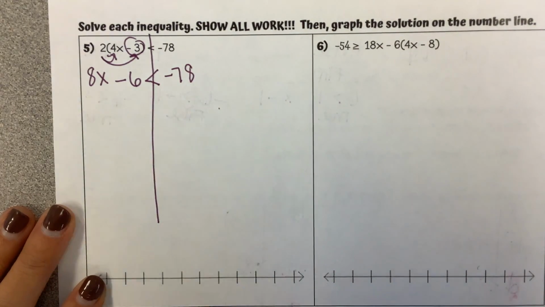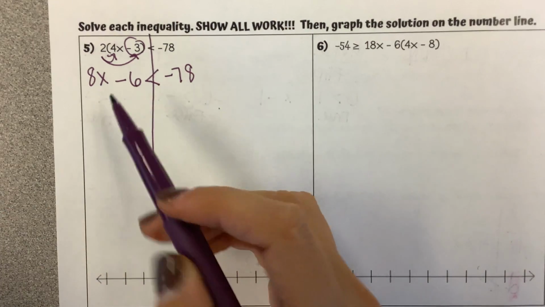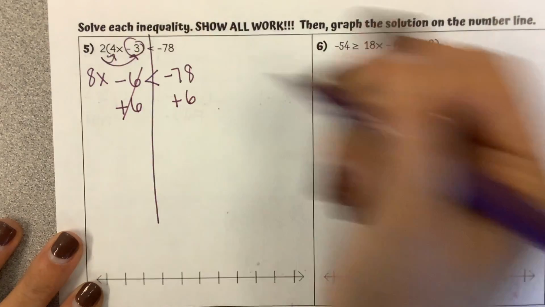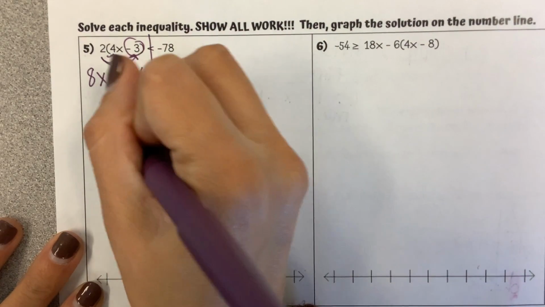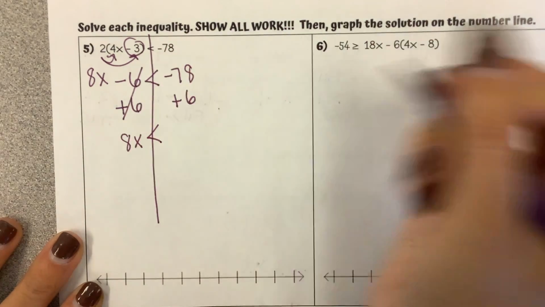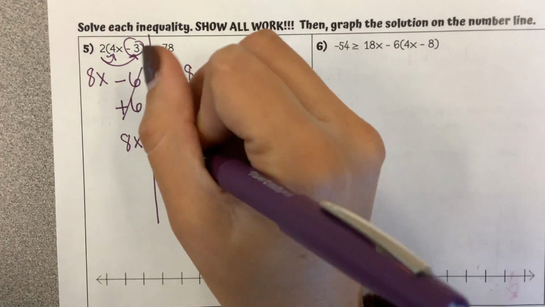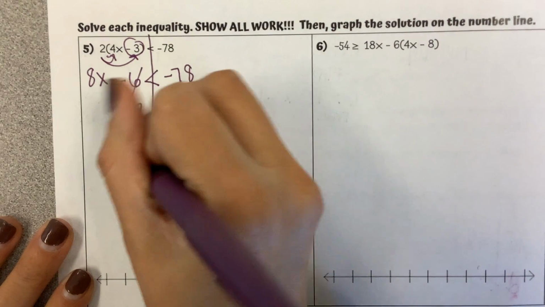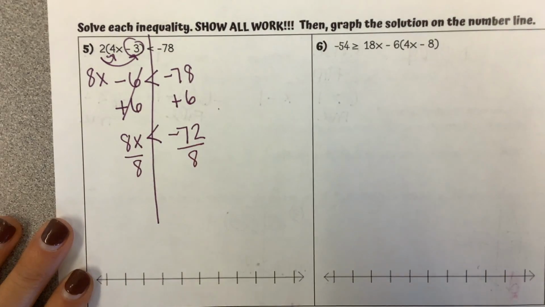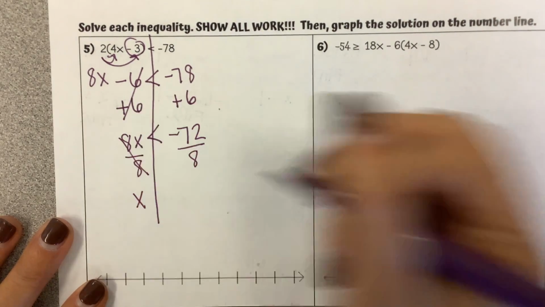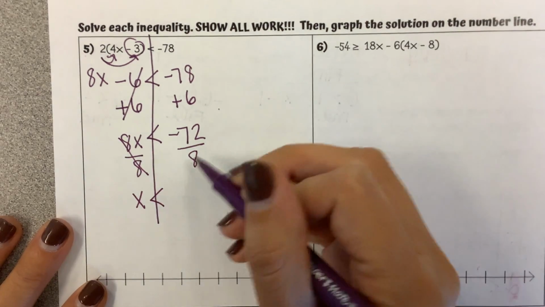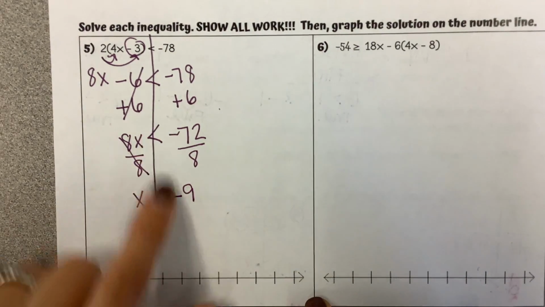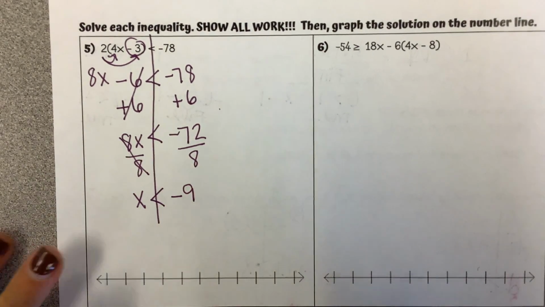Now we're at a two-step inequality. Let's get rid of our constant. We're subtracting 6, so the opposite would be to add 6 to both sides. On this side, it cancels. We're left with 8x is less than negative 78 plus 6 is negative 72. Last step, x is being multiplied by 8, so the opposite is to divide by 8. So we get x is less than negative 72 divided by 8 is negative 9. We didn't need to flip the sign because we were only dividing by a positive number.